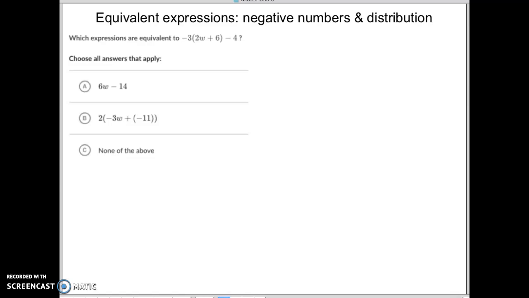Equivalent expressions with negative numbers and distribution. So here's kind of what you're doing. It says, which expressions are equivalent to this expression? Well, before we can figure out which ones are equivalent, we have to solve this equation.